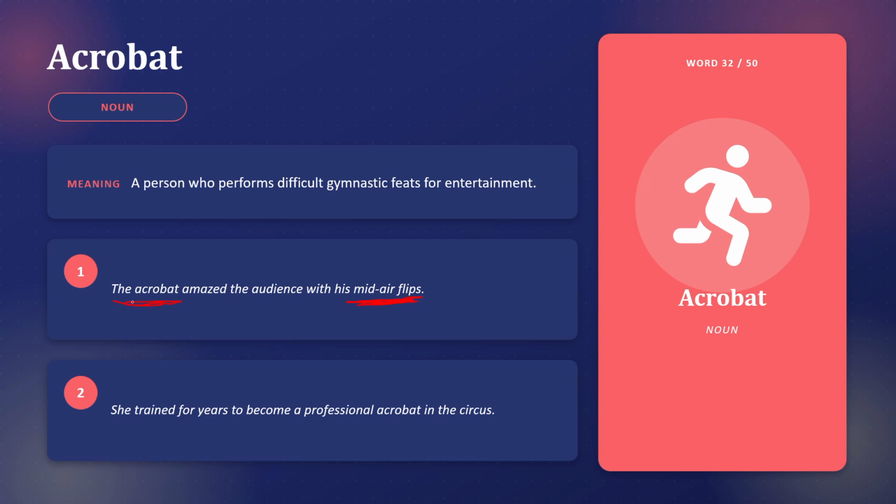Because an acrobat does these mid-air flips. He does. Next, she trained for years to become a professional acrobat. She trained for years to become a professional acrobat in the circus. Clear?